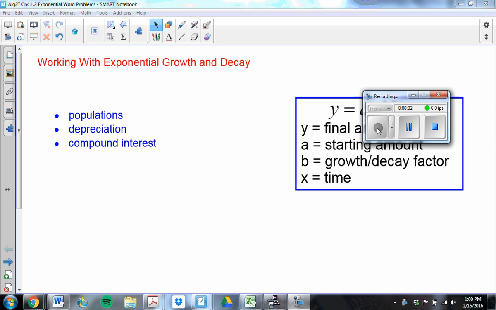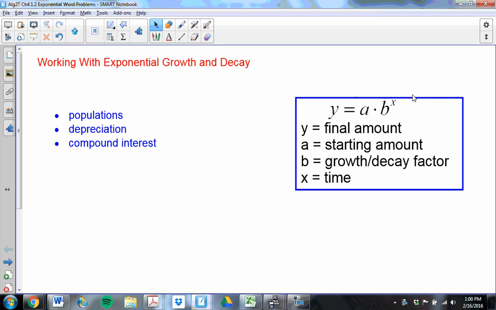We're dealing with exponential growth and decay functions today, right at the start of class. Talking about populations and depreciation of value and compound interest as your money grows over time.